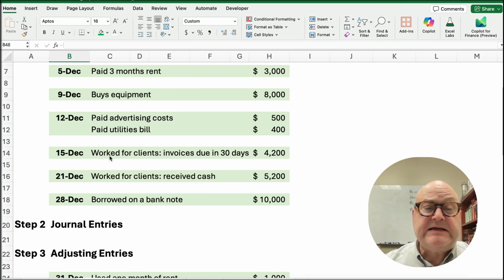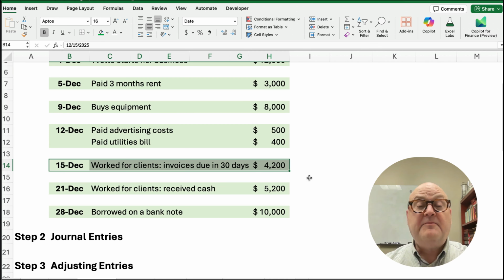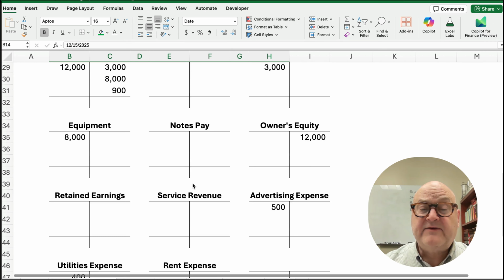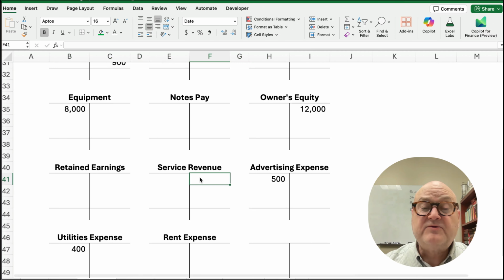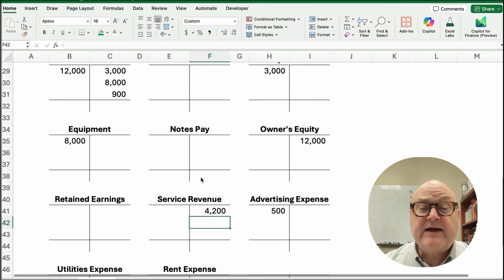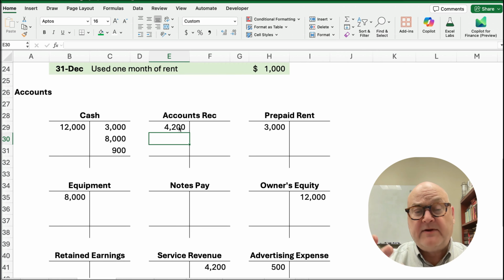All right, the next thing that happens is we worked for clients and we sent them a bill. The invoices are due in 30 days. Now, this is revenue. So we're going to recognize revenue, service revenue, $4,200. And we're going to recognize an accounts receivable, $4,200. So our accounts receivable is an asset, the right to receive cash. It goes up, and we recognize revenue.